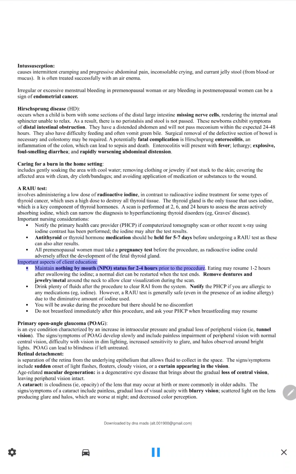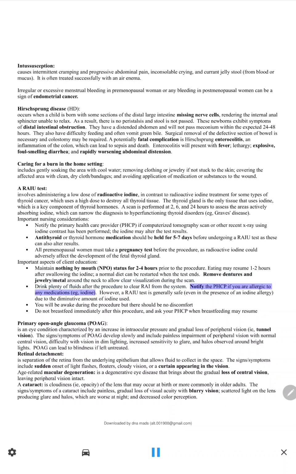Important aspects of client education. Maintain nothing by mouth, NPO, status for 2 to 4 hours prior to the procedure. Eating may resume 1 to 2 hours after swallowing the iodine. A normal diet can be restarted when the test ends. Remove dentures and jewelry, metal around the neck to allow clear visualization during the scan. Drink plenty of fluids after the procedure to clear RAI from the system.